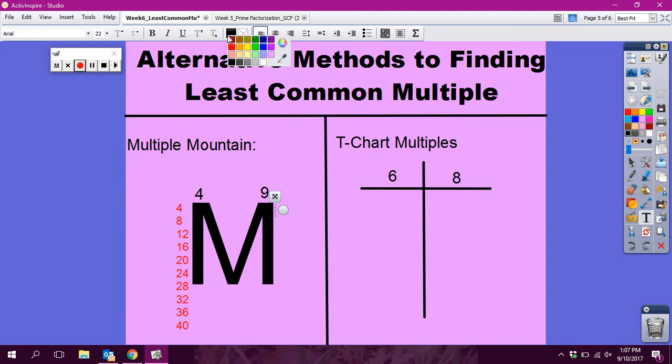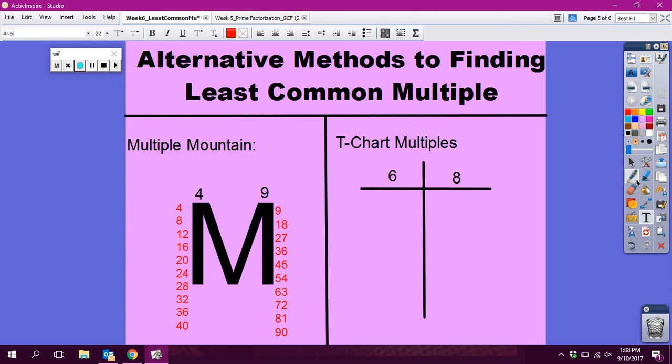Okay, so for 9, always start with the number that you've got. I'm going to change the color. So I've got 9, 18, 27, 36, 45, 54, 63, 72, 81, and 90. So I went all the way up to the 10th multiple of 9. Okay.